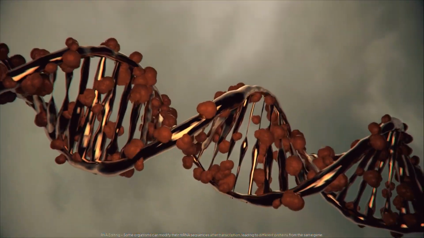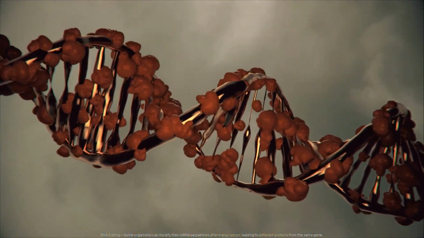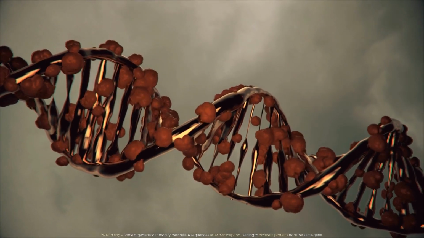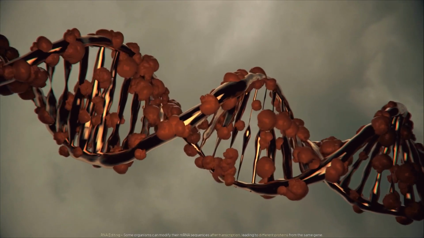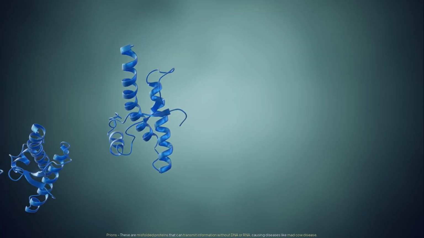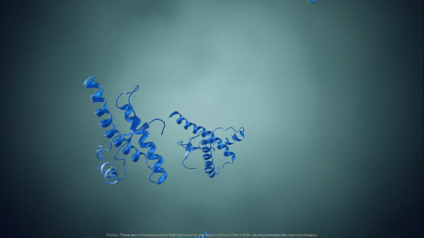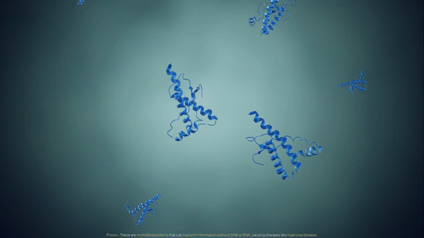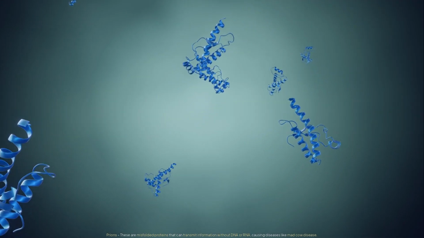RNA editing. Some organisms can modify their mRNA sequences after transcription, leading to different proteins from the same gene. Prions. These are misfolded proteins that can transmit information without DNA or RNA, causing diseases like mad cow disease. These exceptions expand our understanding of genetics and molecular biology, leading to breakthroughs in medicine and biotechnology.